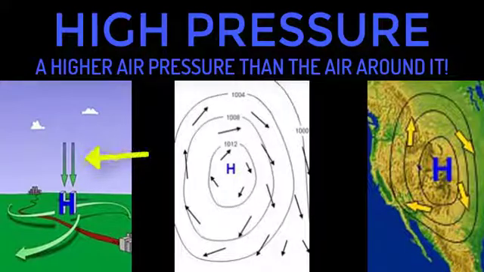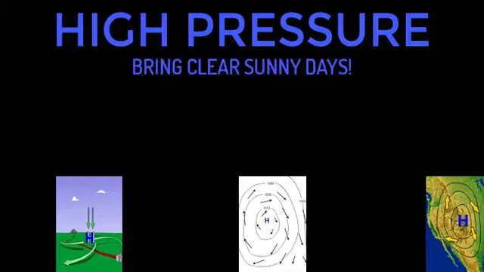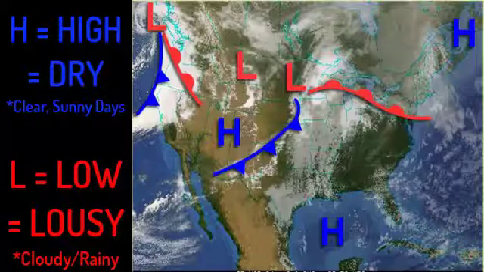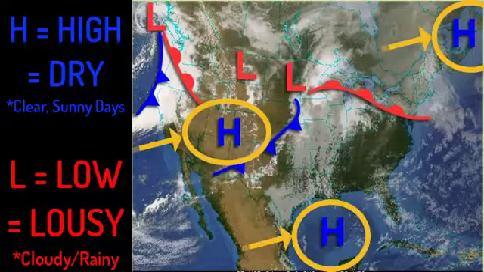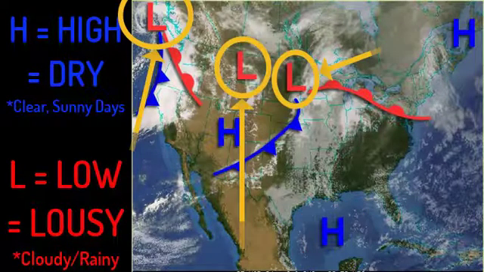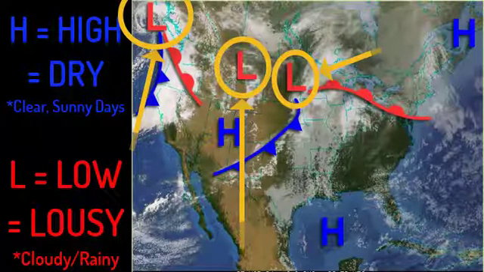The opposite is true for high pressure systems. The high pressure is pushing down to the ground because it is more dense. And since the air is flowing down to the ground, there's no room for clouds to form. High pressure systems are associated with clear, sunny weather. High equals dry. Here's what they look like on a map. Blue capital H's represent high pressure areas that will have a clear, sunny day. And red capital L's represent low pressure areas that tend to have clouds and rain.